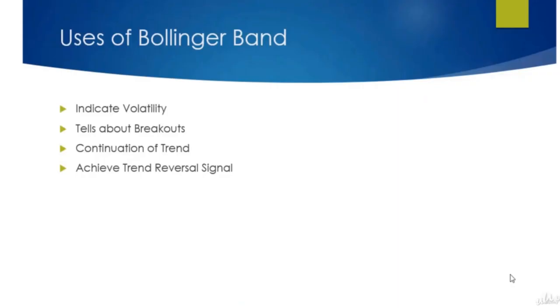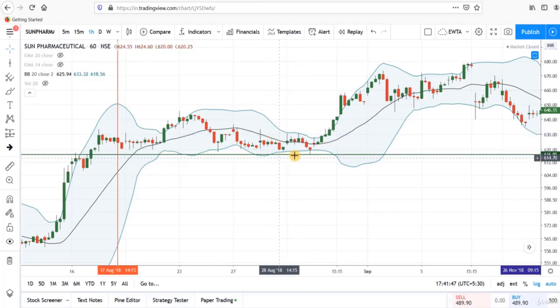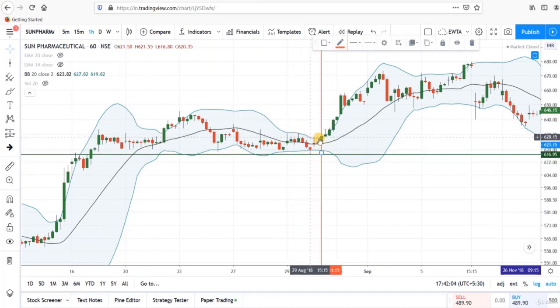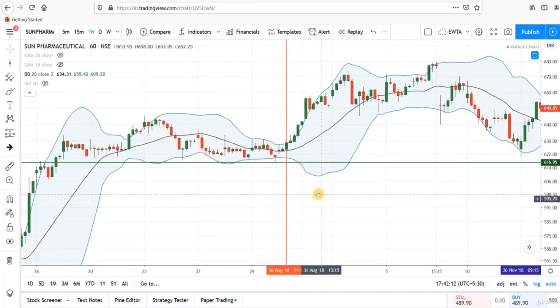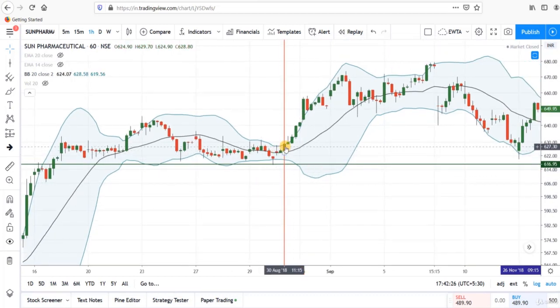The second use of Bollinger Band is to tell the breakout in the prices. When bands contract too much, like here, the probability of a breakout increases. See, after this point, when bands are too much contracted, from this point bands are expanding, and after this contraction, here we are getting an expansion in the Bollinger Band. So here we can expect a breakout in the prices and we can expect that prices may move in a trend after this sideways range.